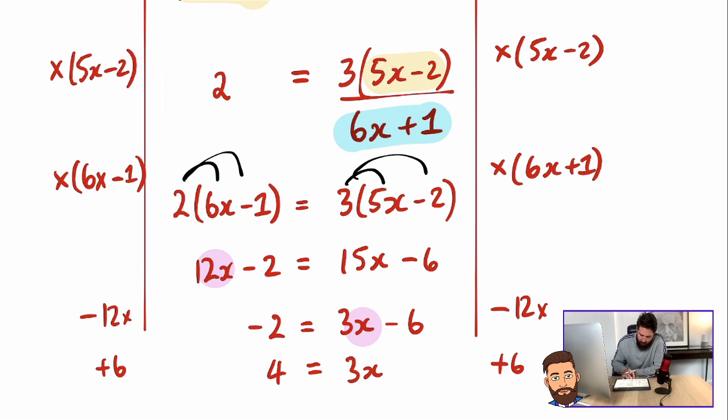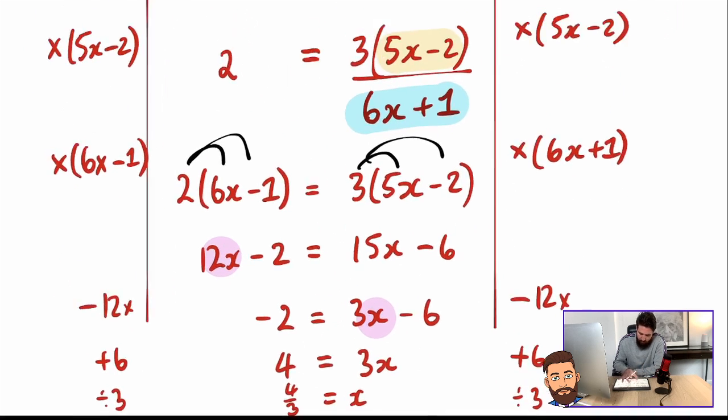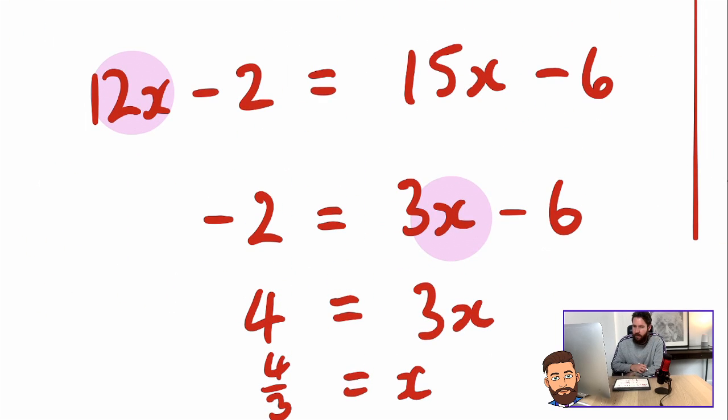So my last step would be to divide both sides by 3. And again, 3 doesn't go into 4. So you have to be confident. You can leave your answer as a fraction. So my answer is going to be 4 over 3 equals x. So my final answer is x equals 4/3.